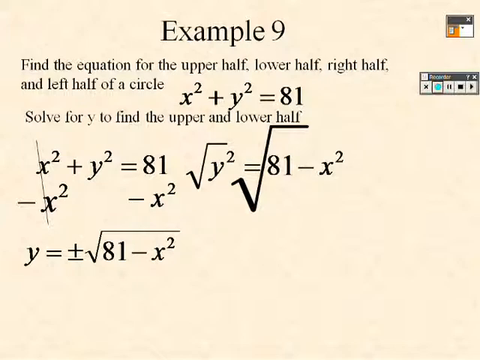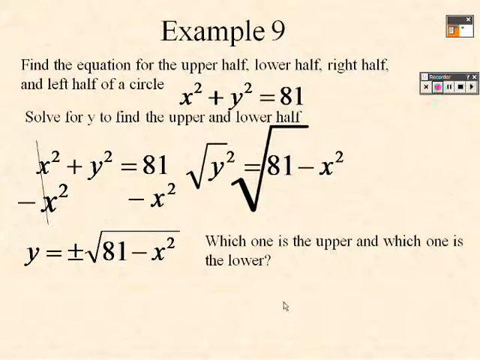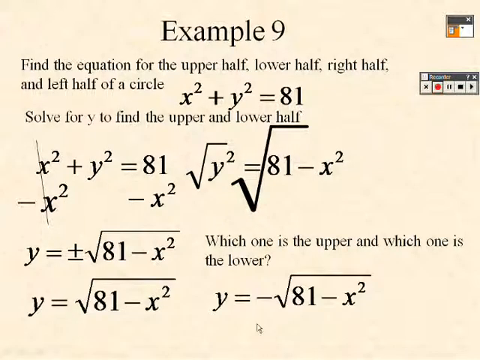Okay, so I have plus or minus the square root of 81 minus x squared. If you were to guess what's the upper half and the lower half, the upper half would be the positive square root of 81 minus x squared, and the negative would be the lower half, right? Which one is upper and which one's the lower? Positive is upper, negative is lower. That's all that really is, okay?